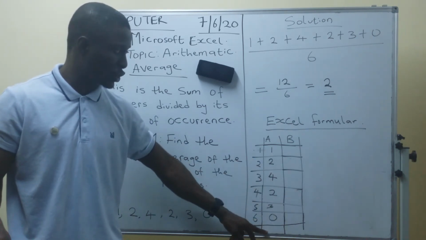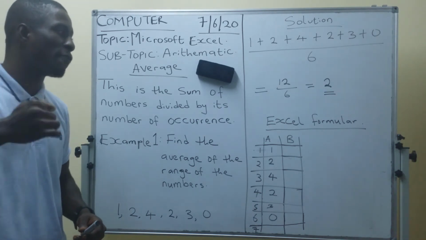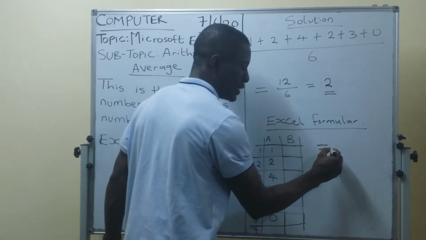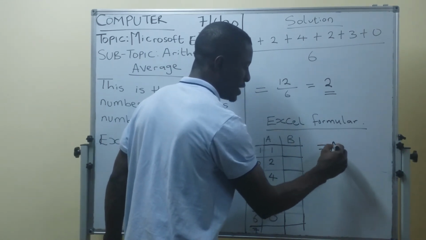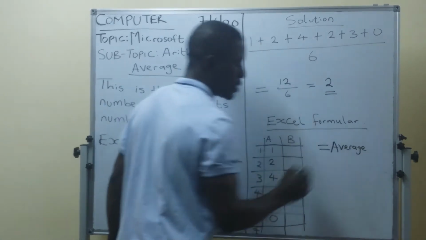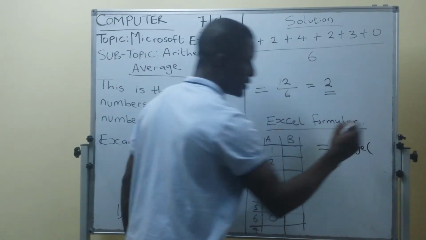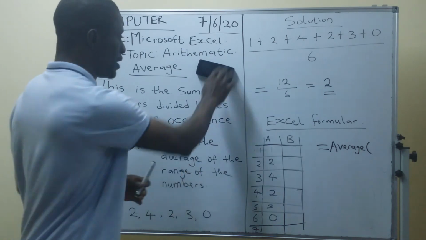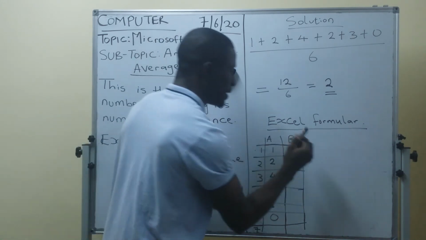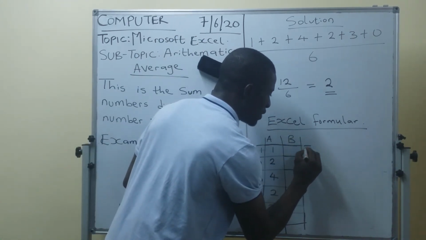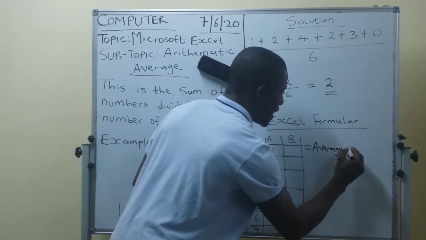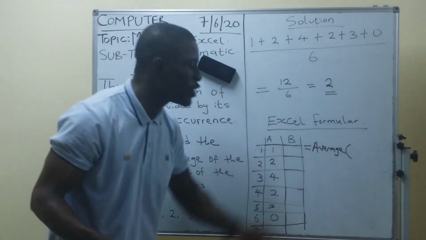So to find the average of this number, the formula that Excel will understand goes this way. Equal sign, average, you open a bracket, parenthesis. Let me clean the space, it will not be enough for me. So let me clean and shift my hands back so that it will accommodate the whole letters. So equal sign, you spell the average, then open a parenthesis.